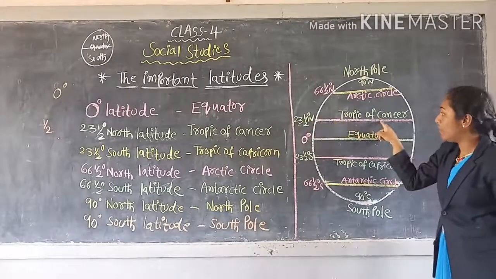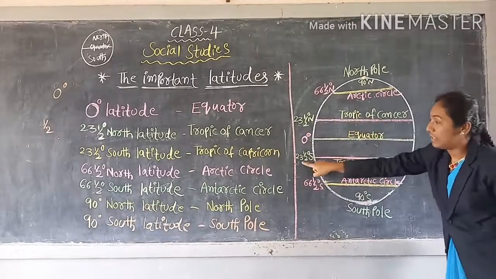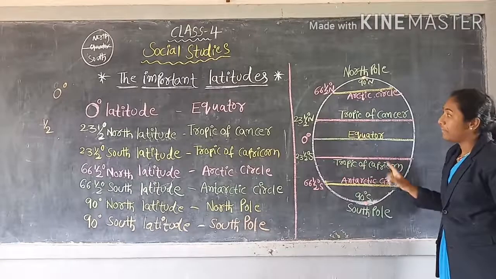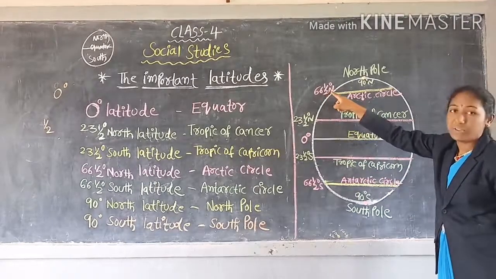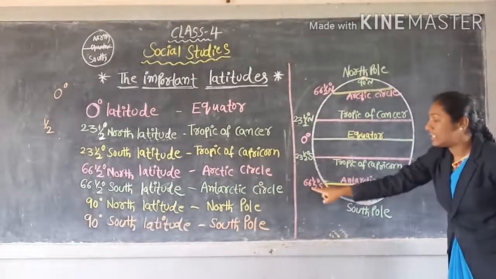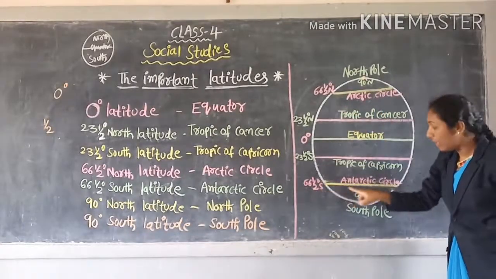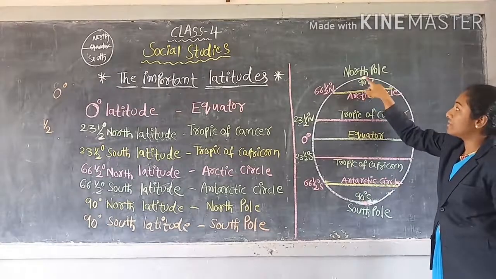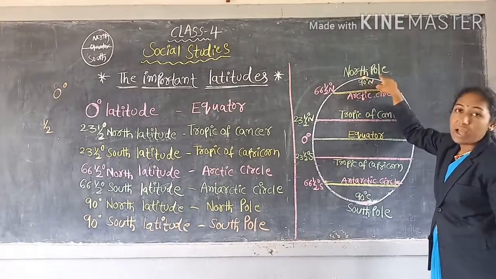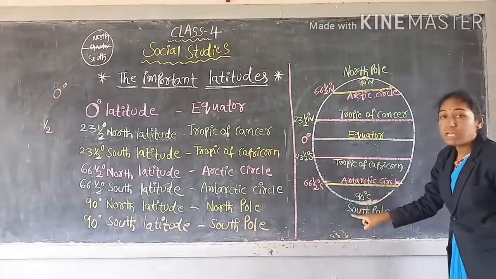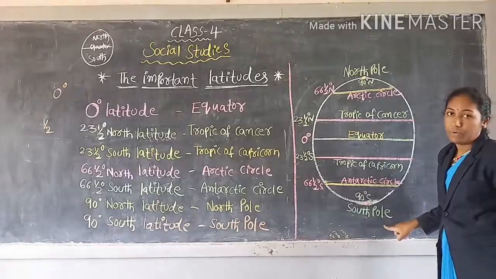North latitude Tropic of Cancer, and the 23.5 degrees South latitude Tropic of Capricorn. 66.5 degrees North latitude is called Arctic Circle, and 66.5 degrees South latitude Antarctic Circle. 90 degrees North latitude is called North Pole, and 90 degrees South latitude is called South Pole.